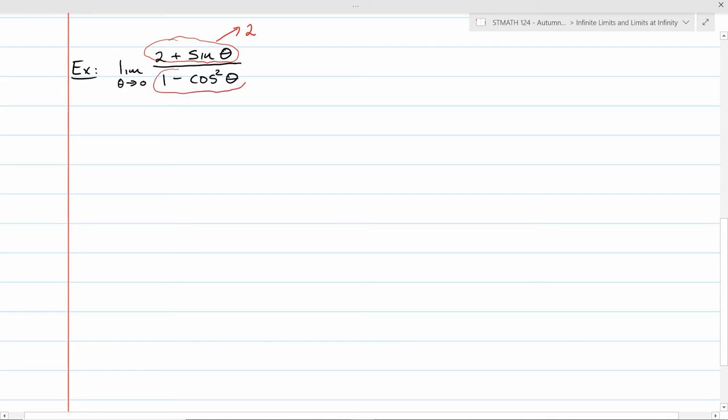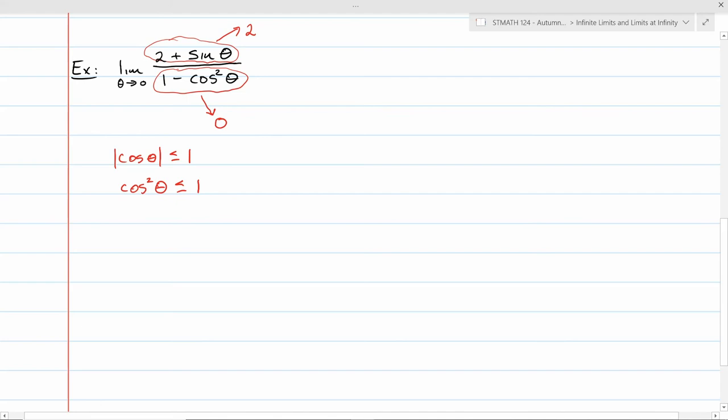Now what's happening in the denominator is that, well, it's going to 1 minus cosine squared of 0. Well, cosine of 0 is 1, so when you do 1 squared, you still get 1. So it's getting close to 0, but is it doing it positive or negative? Well, if you think about it, cosine of theta in absolute value never gets bigger than 1. In other words, cosine is always between negative 1 and positive 1, right? So that tells me that cosine squared of theta is always less than or equal to 1.